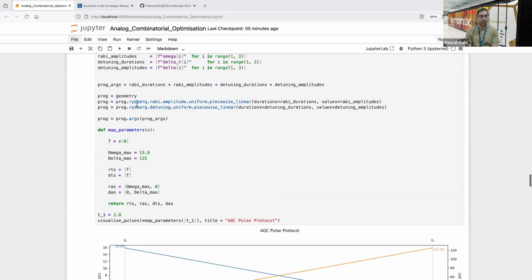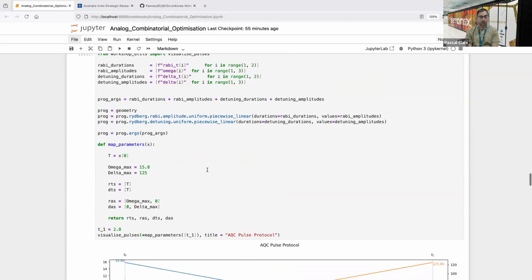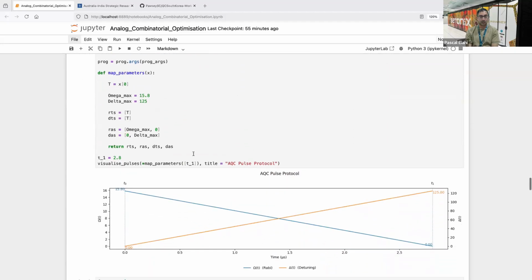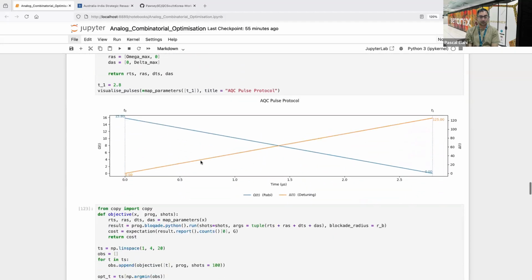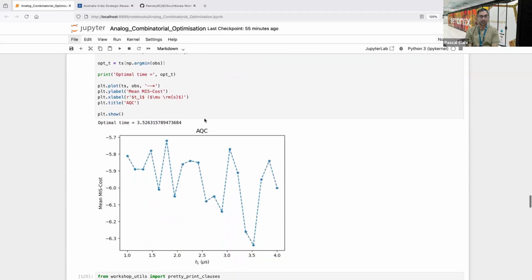And in this case, we're looking at prog coming from blockade analog. You specify the pulsing of the system, and then you can evolve the system. What we want to do here is obviously figure out what is an optimal time to evolve it for. So let me go back here. This is the adiabatic evolution, and there's some optimal time that we want to evolve the system for.